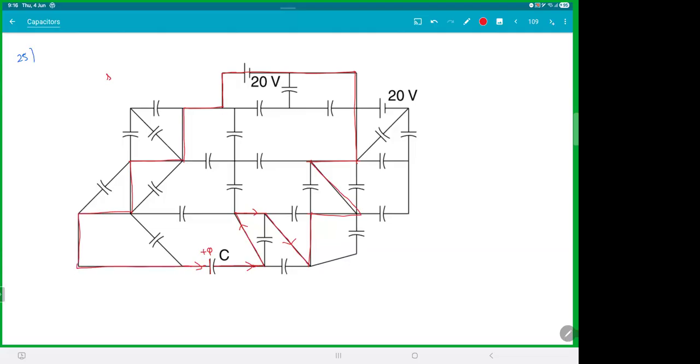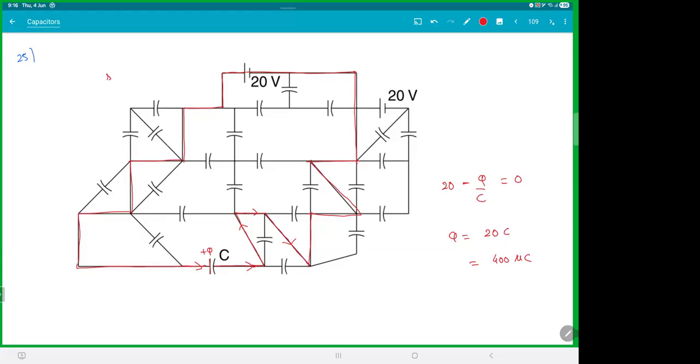Did you notice something? I came back to the same point without touching a second capacitor. Now, if you write the Kirchhoff loop law, what will come? 20 minus Q by C. You came back to the battery. So Q is equal to 20C. C is nothing but 20 microfarad, so 400 microcoulombs. Easy. Are you sure what I did?